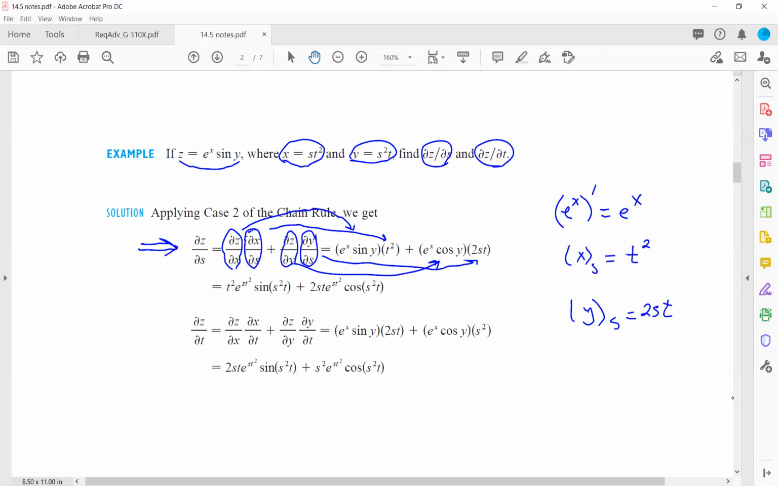plus 2st times e to the x. X is st squared, so we just substitute this guy here, times cosine y. What is y? Y is s squared t. Okay, now let us continue.